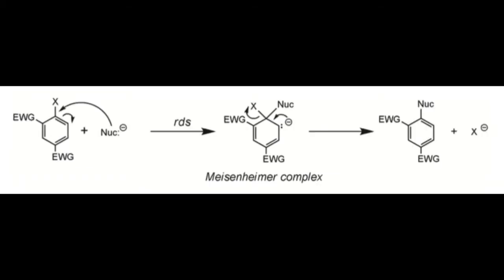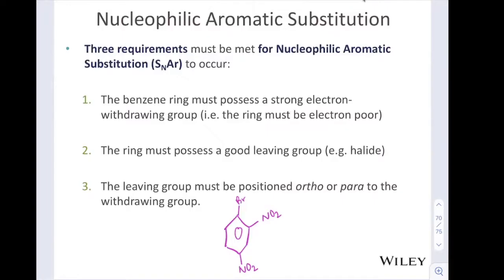The rate-determining step is attack of the aromatic ring by the nucleophile, which disrupts the aromaticity, forming the Meisenheimer complex. The electron withdrawing groups on the aromatic ring stabilize the negative charge of the intermediate and therefore make the ring more reactive. For our reaction today, we are going to be using 1-bromo-2,4-dinitrobenzene as our electrophile, and our nucleophile is going to be aniline.